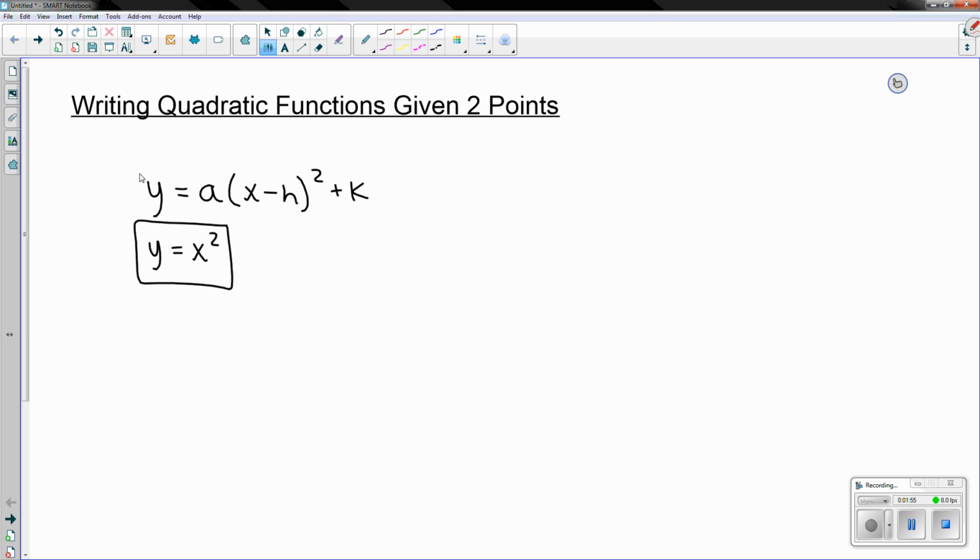So we're going to use that x squared as our starting point and ultimately apply the necessary transformations with the aid of our vertex point and additional point to find the final quadratic function that would pass through the 2 given points. So let's jump into a couple examples.